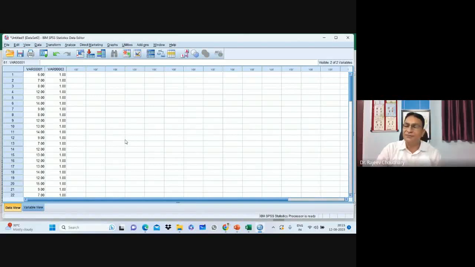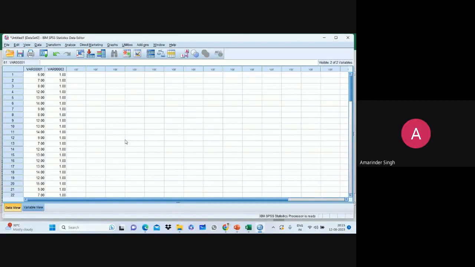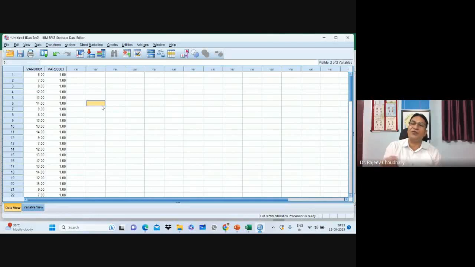Sir, I have a request. Can you repeat the last step, sir? How did we enter all the scores in one column? We have to paste. We have to enter all the scores in a single column. We have 2 groups: 30 male, 30 female. The first 30 scores are the scores of males. The next 30 are for females, in the single column. Got it, sir. In front of the first 30, write down 1. 1 stands for male. 2 stands for female.